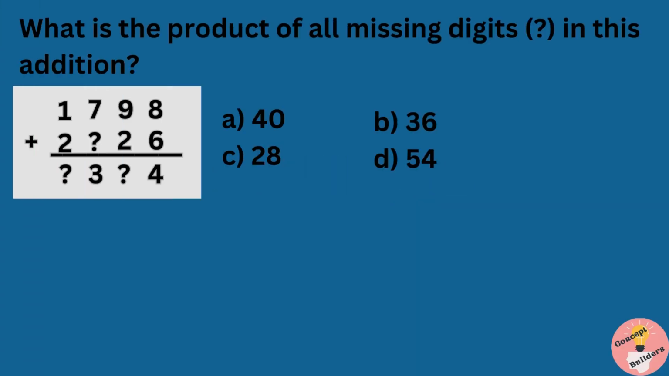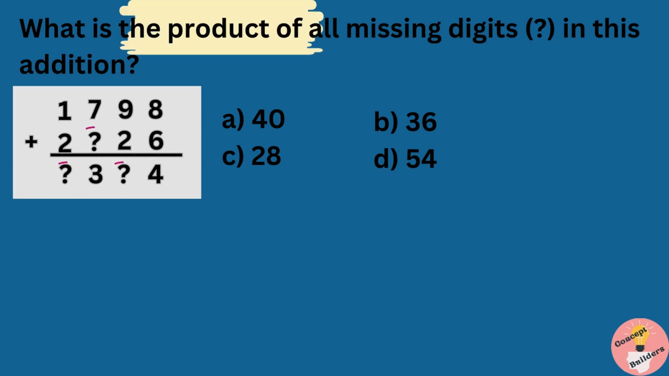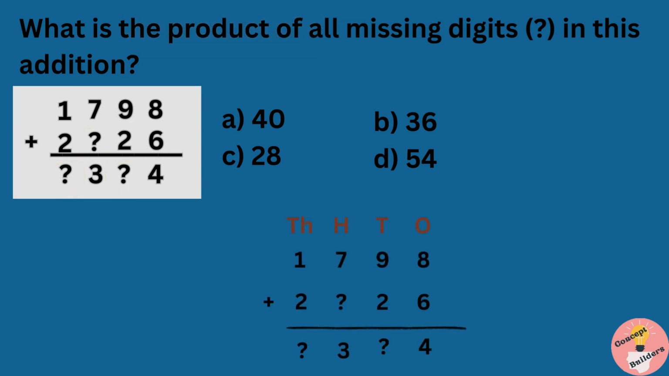Here is the first challenge. We need to calculate the product of all missing digits in this addition problem. The missing digits are marked by question marks like this. And product means multiplication. So first, we have to find out the digits and then multiply them. Let's start adding these two numbers, and on the way, we will find out the unknown digits.